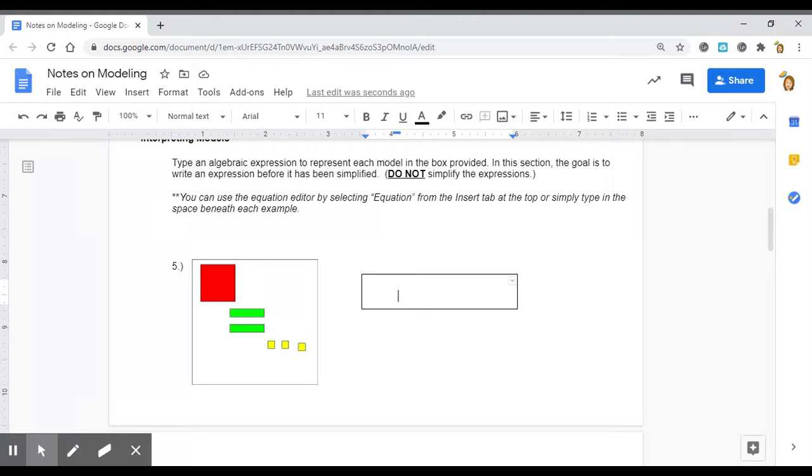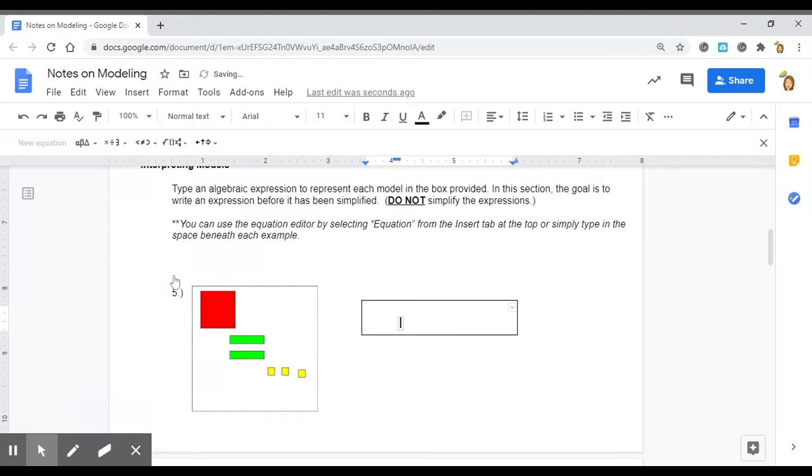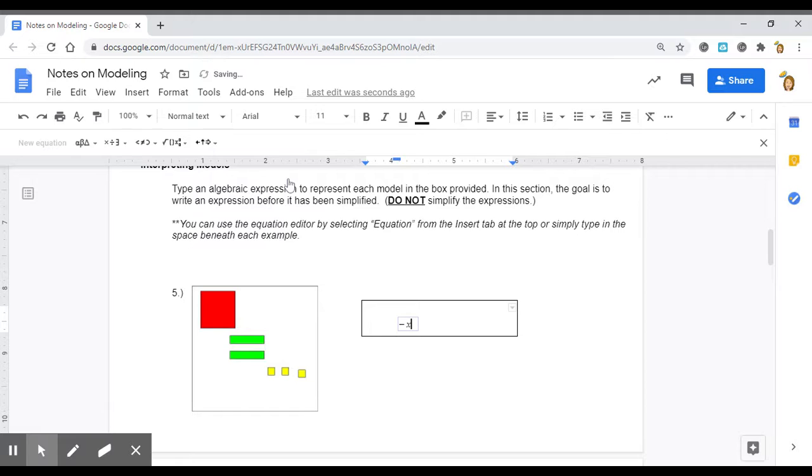To get the math type, you can press insert and then equation. So I want negative x. To get the squared, I can hit math operations and pick the x with the b up there. And that's the arrow over. And then it's plus, because they're positive. I have 2 of them, 2 x's, so positive 2x. And then 1, 2, 3 single blocks, so plus 3.